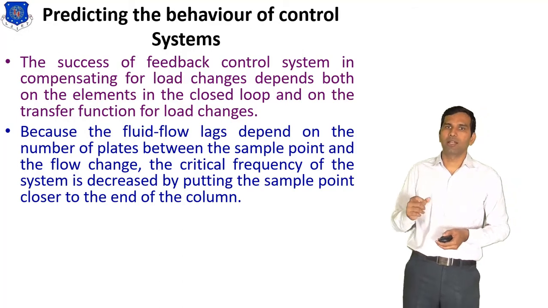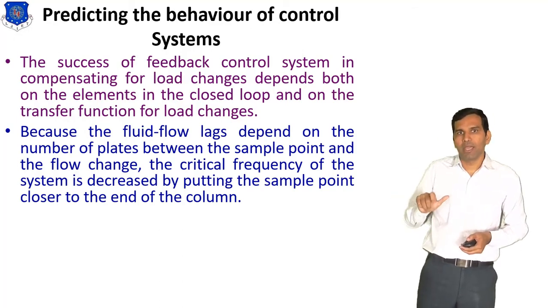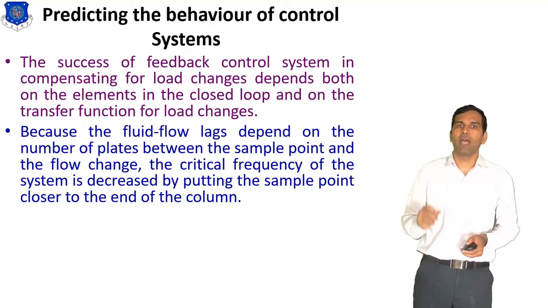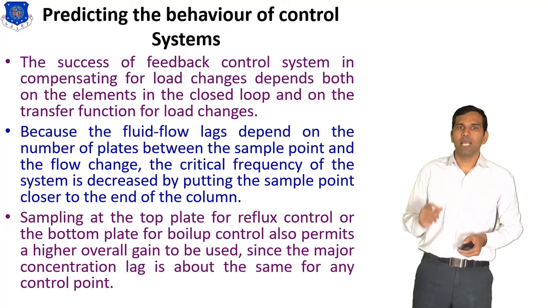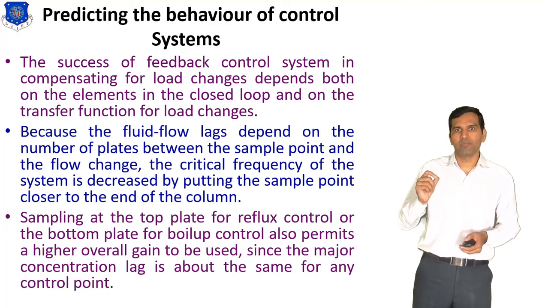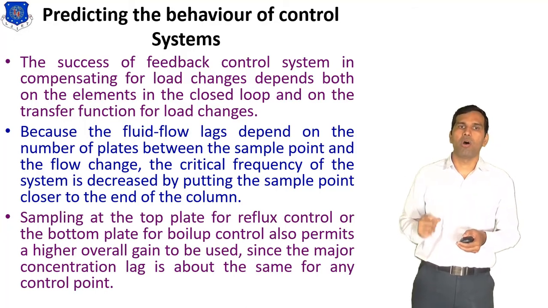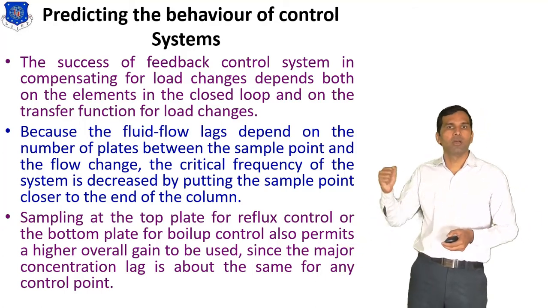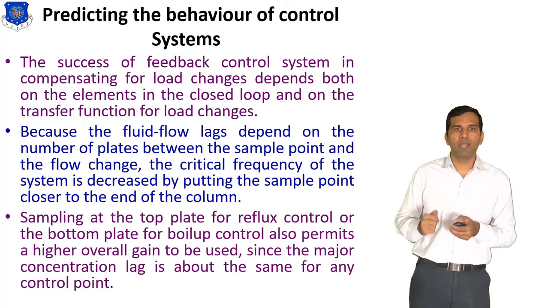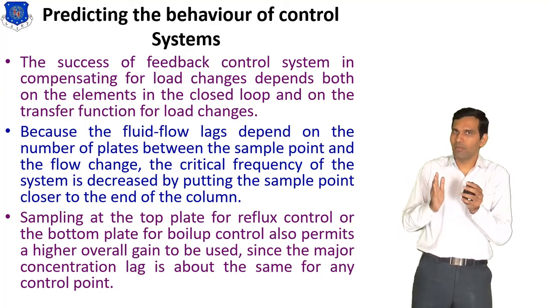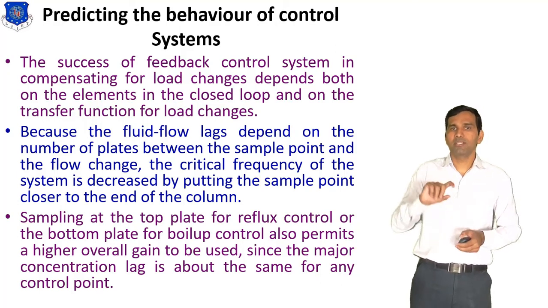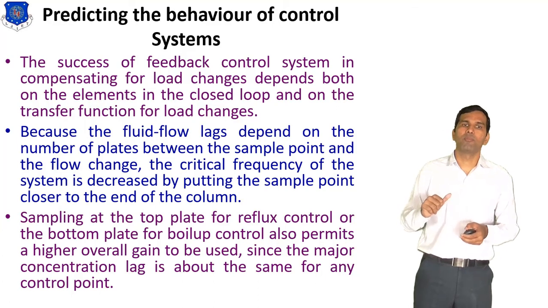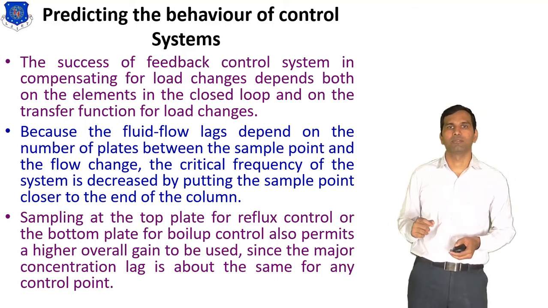So we know that the critical frequency of the system is decreased by putting the sample point close to the end of the flow. Sampling at the top plate for the reflux control or the bottom plate for the boilup control, that means the last plate, also permits a high overall gain to be used, since the major concentration lag is about the same for any control point.